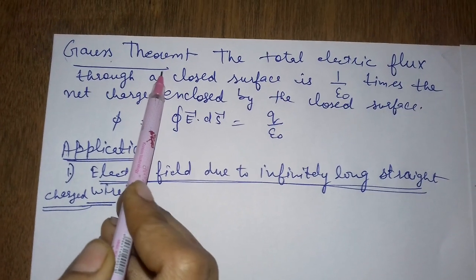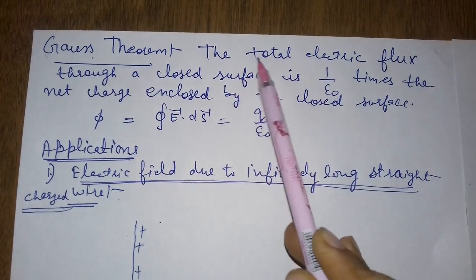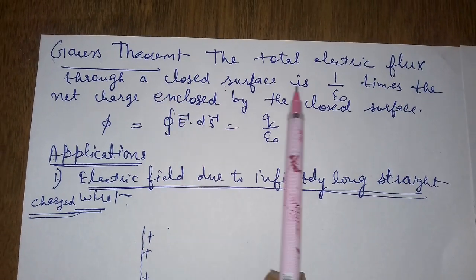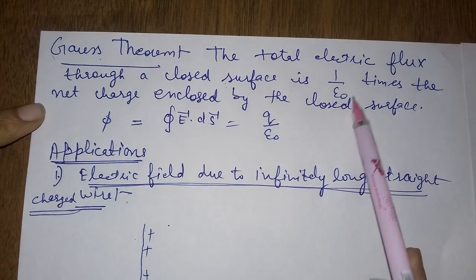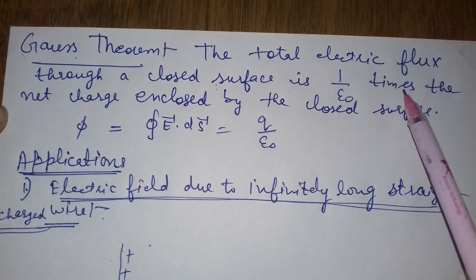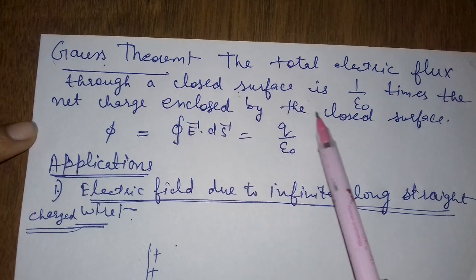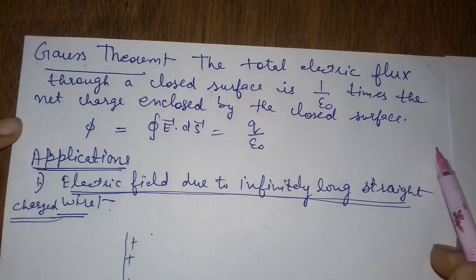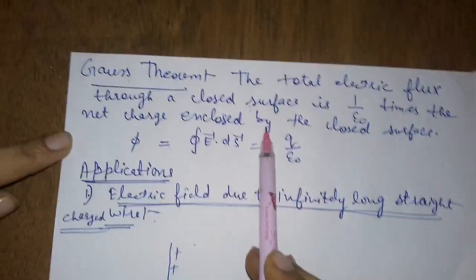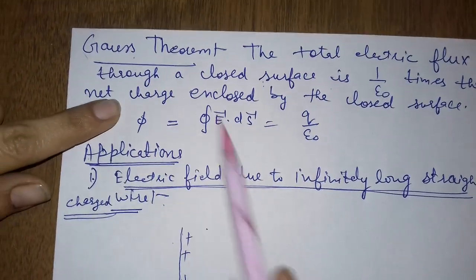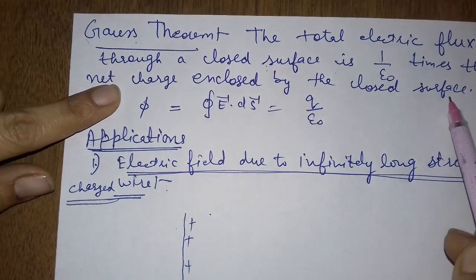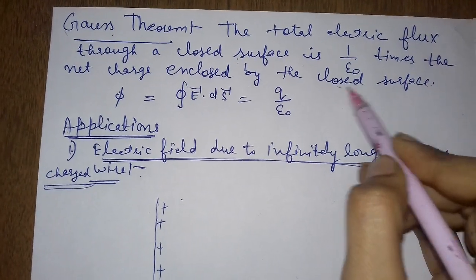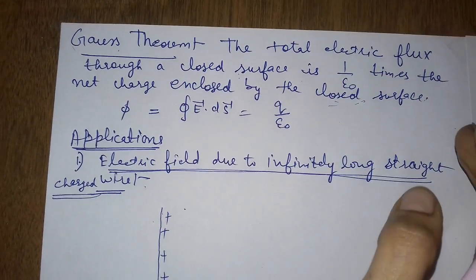Again I will recall its statement: the total electric flux through a closed surface is 1 by epsilon naught, which is the permittivity, times the net charge enclosed by the closed surface. One thing that should be very clear to you is that we are talking about only that charge which is present inside the surface, right? Only inside the surface. Charge enclosed by the closed surface. Closed surface means which has no end.